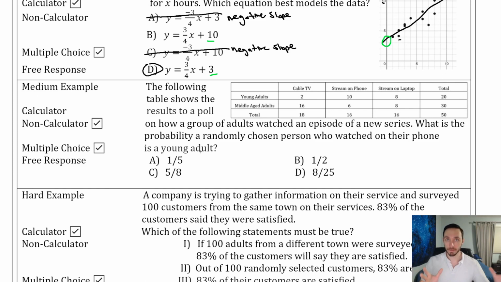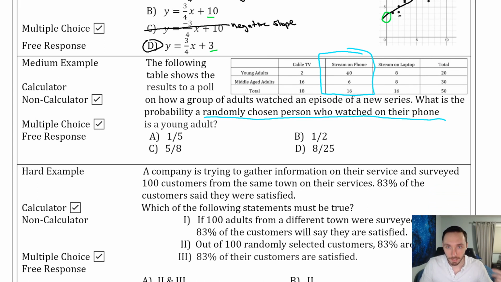So this is a conditional probability: of those that watched on their phone, what is the probability that they're a young adult? So what I'm going to do here is maybe in this teal color. A randomly chosen person who watched on their phone. Here are people that watched on their phone. There are 16 people that watched on their phone. What is the probability that if they're randomly chosen that they're a young adult? The young adults of this column is 10. So 10 out of the 16. What is the fraction I can extract here?